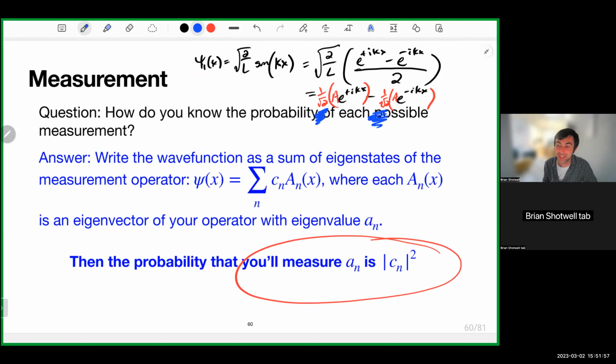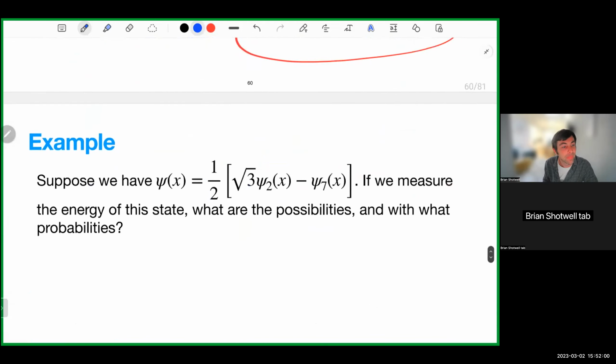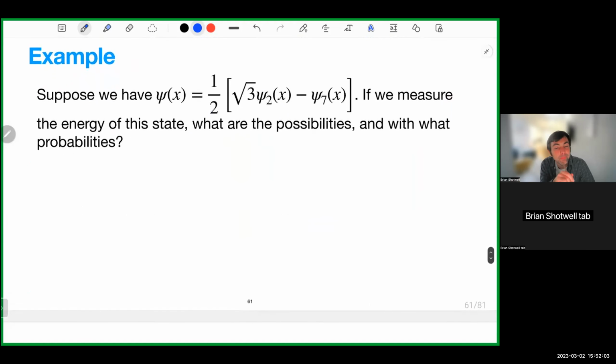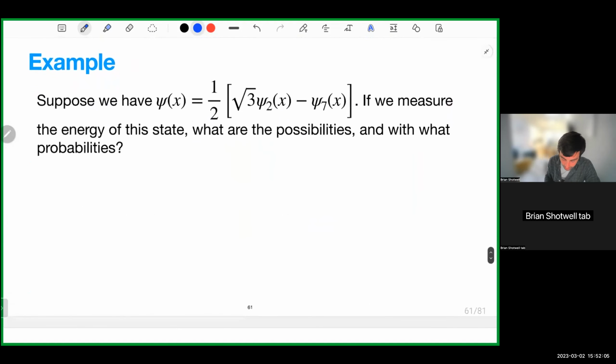Let's look at another example where the normalization is less of a problem. This is a linear combination of two energy eigenstates, psi2 and psi7: the n equals 2 state of the particle in a box and the n equals 7 state of the particle in a box. So our psi of x is the square root of 3 over 2 times psi2, minus 1 over 2 psi7. I just multiplied the 1/2 on both sides.